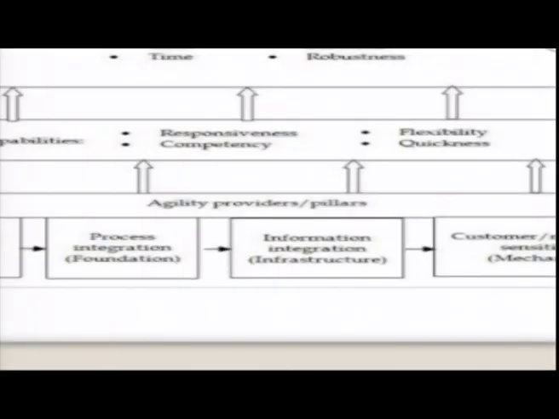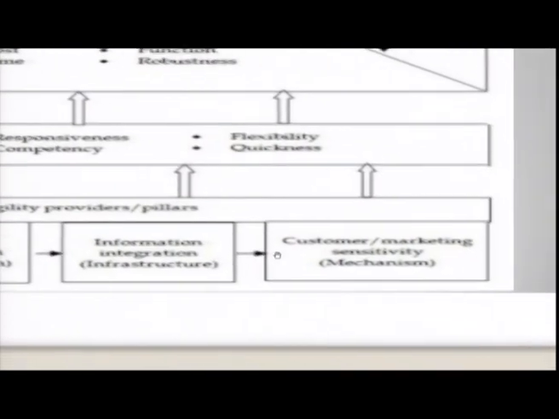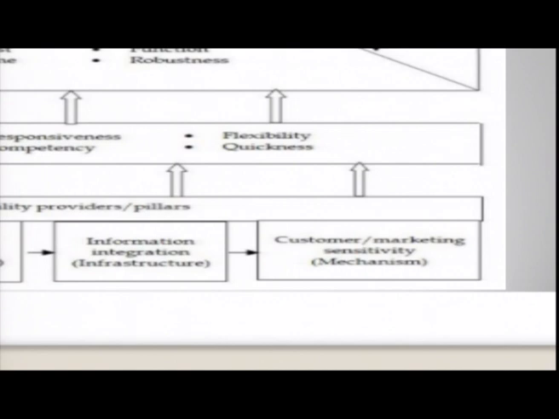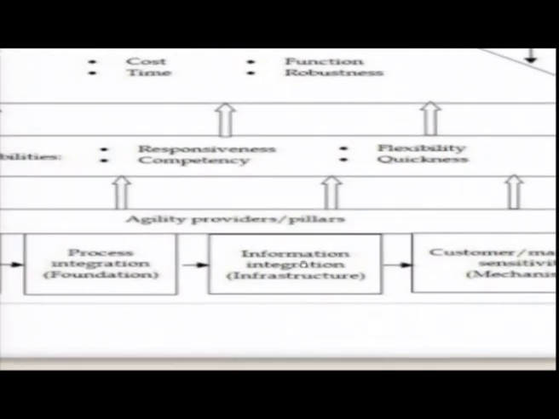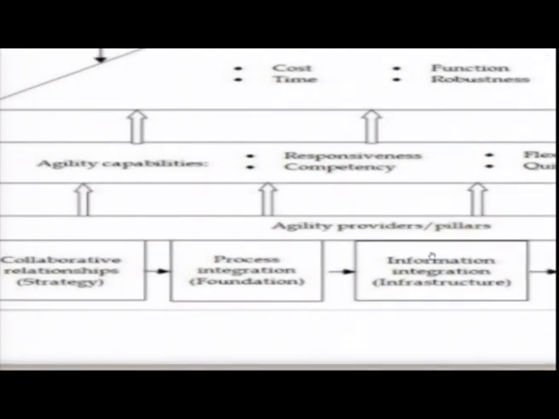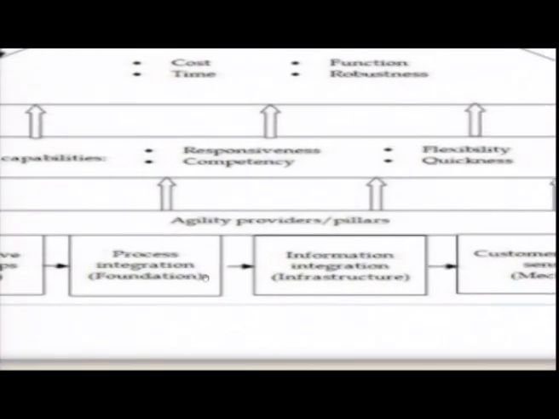When you integrate that information with the help of the available infrastructure, that comes under infrastructure. Then how do you do the marketing, how sensitive your product becomes, and what sort of customers you can attract for your product. That becomes the mechanism: customer, marketing and sensitivity become a mechanism. All these 4 things are called the 4 pillars of agility, or the 4 providers of agility. If a question is asked, what are the 4 pillars of agility? 1. Strategy, 2. Foundation, 3.